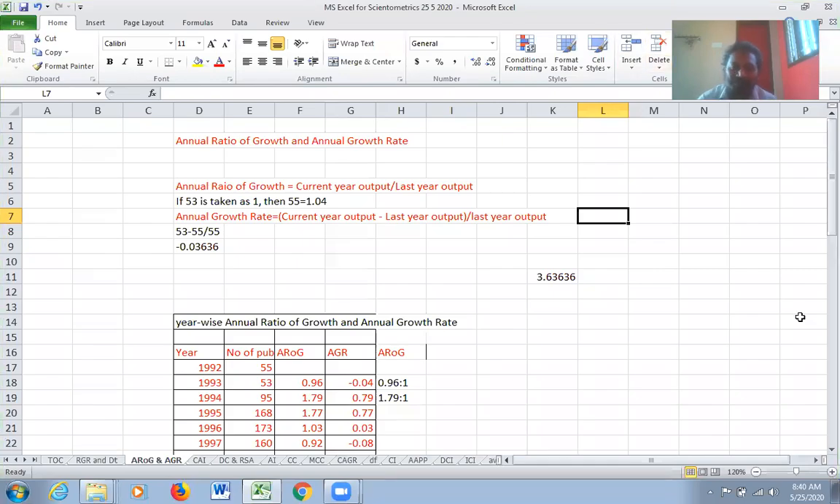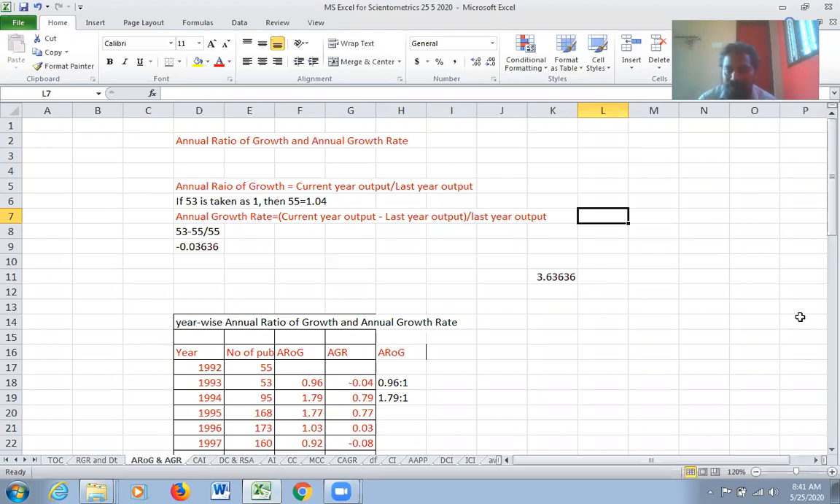Good morning, friends. Welcome back to the session on calculation of scientometric indicators using MS Excel. In the first part of this presentation, I was able to demonstrate how MS Excel can be used for calculating a good number of, I think, 10 plus scientometric indicators. And in this presentation, I would like to concentrate on the remaining scientometric indicators.